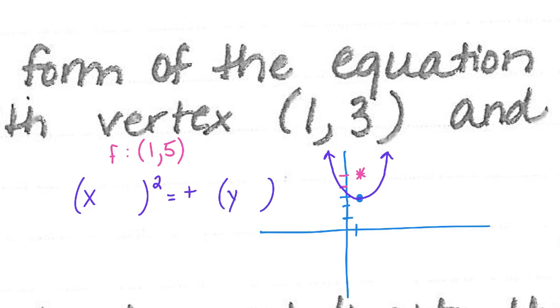First thing I do is I plug in that vertex. This is the h, this is the k, h, k. And then I'm going to look for the distance from here to here. That gives me my p. Well, in this case, p is 2. I have 4 times p, which is 8. So it looks like my standard form of the equation of the parabola with a vertex at 1,3 and a focus at 1,5 is x minus 1 quantity squared equals 8 times y minus 3.